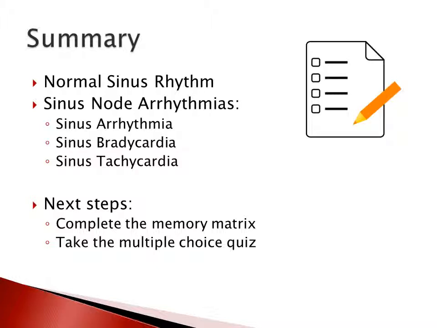So in summary, today we talked about normal sinus rhythm and sinus node arrhythmias. We also discussed the causes and significance, as well as the signs and symptoms and interventions for the sinus node arrhythmias. And using our steps of interpretation, we analyzed several rhythm strips for each one of the rhythms that we discussed. This concludes this class session.